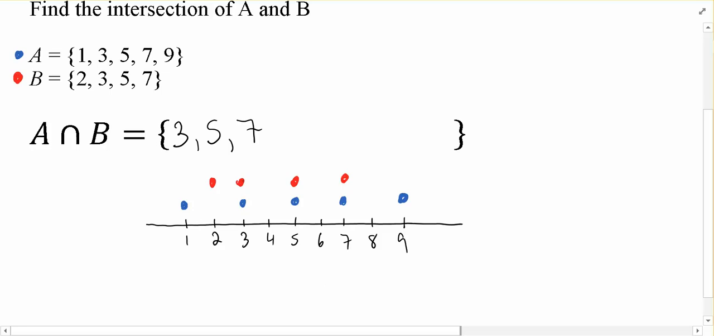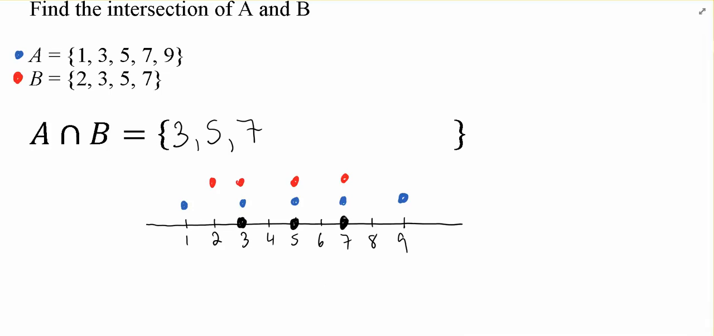And so if I want to figure out where the intersection is, this visual representation hopefully makes it easy because I can just look at each number and say, do I have blue and red above it? So when I'm looking at 1, I can see that blue is above it, but red isn't. If I look at 2, red is above it, but blue isn't. But when I look at 3, they're both there. When I look at 5, they're both there. When I look at 7, they're both there. And when I look at 9, blue is above it, but red isn't.